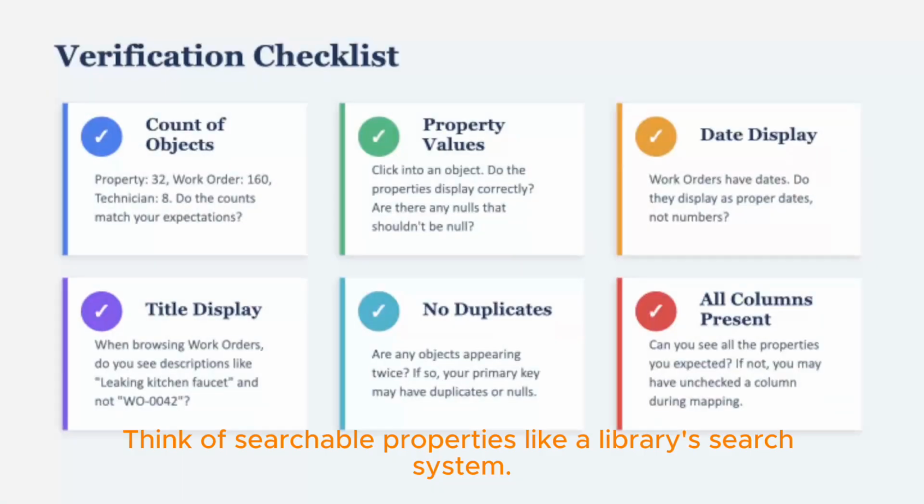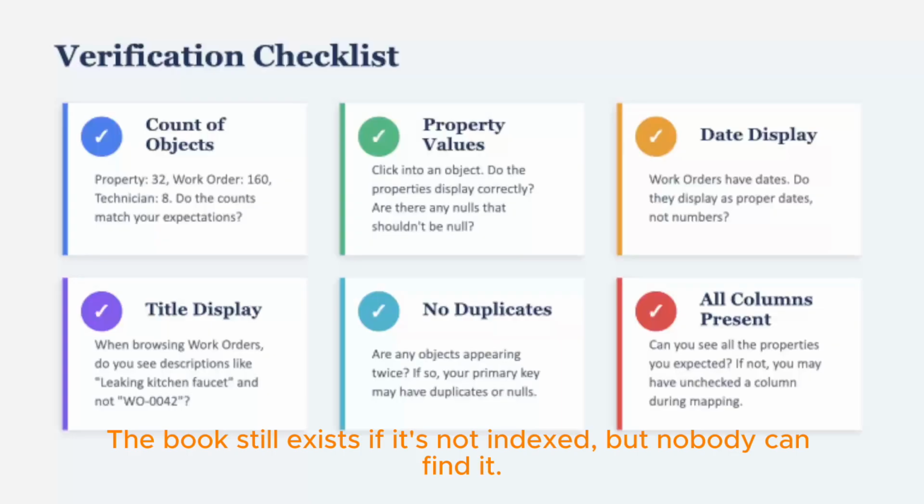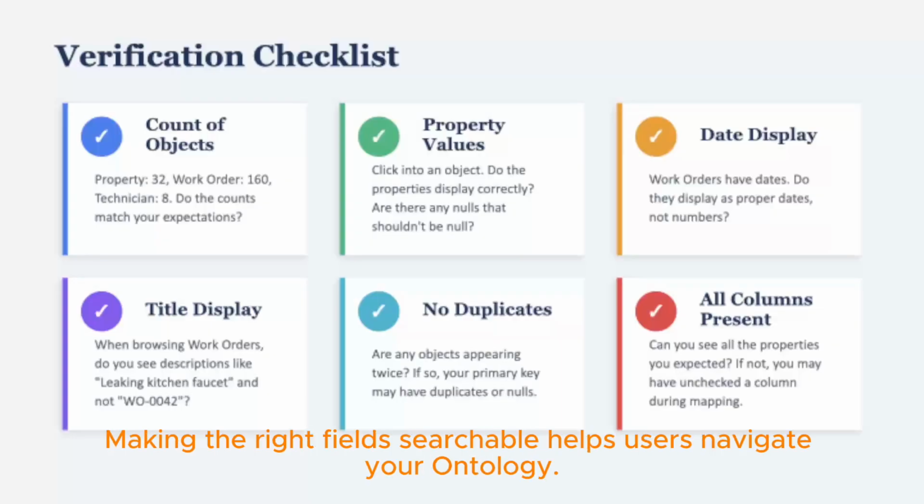Think of searchable properties like a library's search system. The book still exists if it's not indexed, but nobody can find it. Making the right fields searchable helps users navigate your ontology.